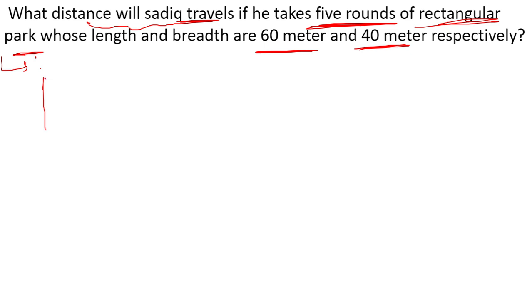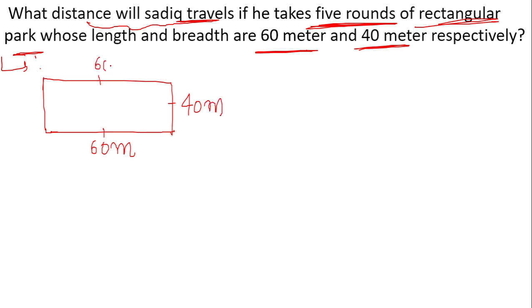Let us consider this as a rectangular shape. I am not able to draw it properly, so try to understand this. This is the length, 60 meters. This is the breadth of 40 meters. If this is 60 meters, this is also going to be 60 meters. Opposite sides are equal, as I have told you in case of rectangle. This is 40 meters, it means this is also going to remain 40 meters.